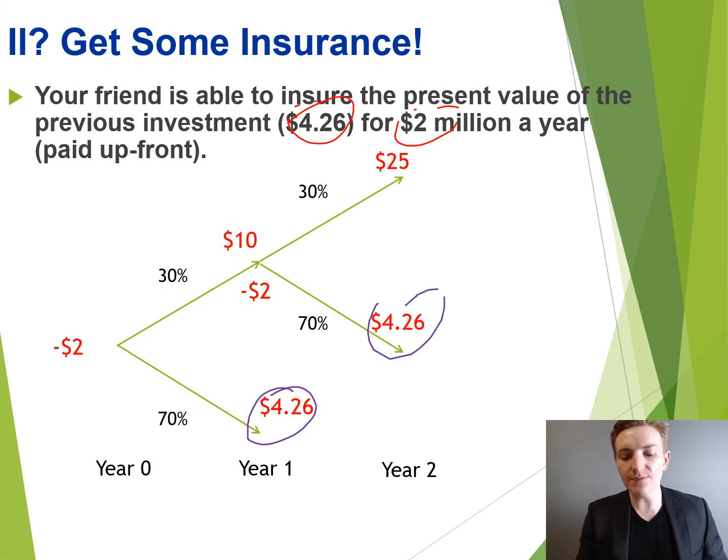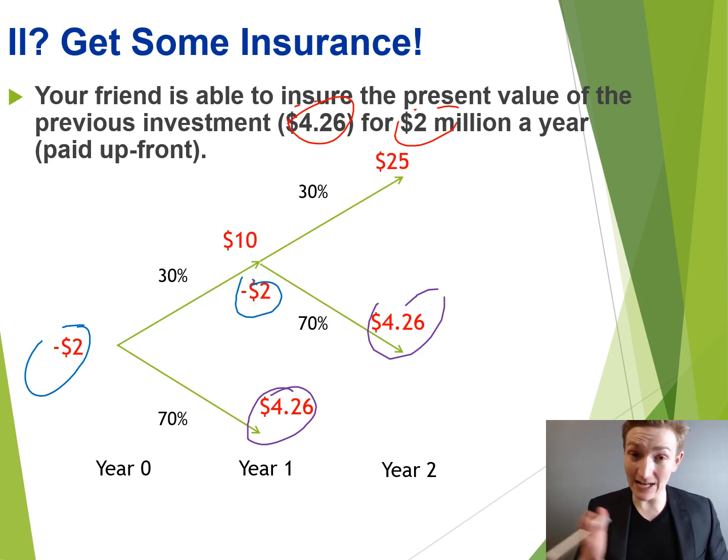But we also need to make our insurance payments. Our insurance payments were $2 in year 0 and $2 in year 1. Notably, they're paid in advance. So effectively, from a time value perspective, they're going to be slightly higher because they're paid in advance.